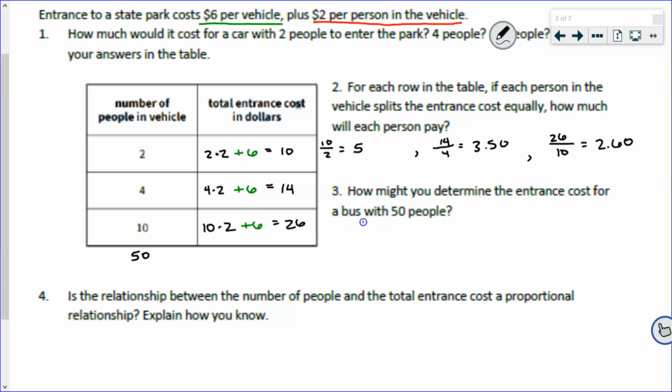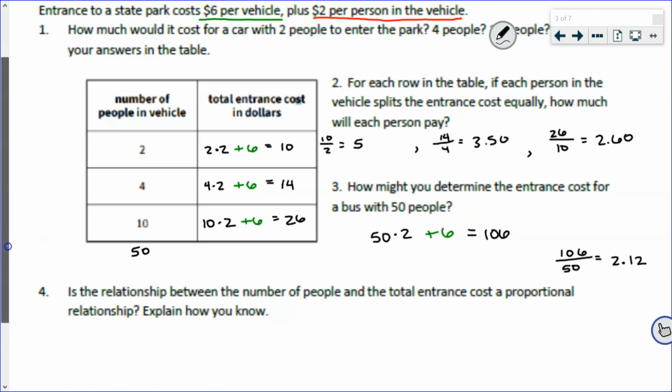And how did you get 106? Good. Even though it's a bus, it still is just one vehicle. So we'll add that and we get $106. What if these people all split the cost? I'm just curious, what is that going to be? It's not asking for it, but what if these people split the cost? 106 divided by 50 people is equal to, Dax, $2.12.